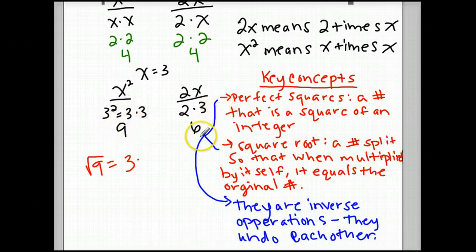Now notice these work inversely. They're inverse operations, which just means they undo each other. So we square 3, we get 9. We take the square root of 9 and we get 3. It's just like if we multiply 2 times 3, we get 6. And if we divide 6 by 3, we get 2. So these two are inverses. Same with squares and square roots.